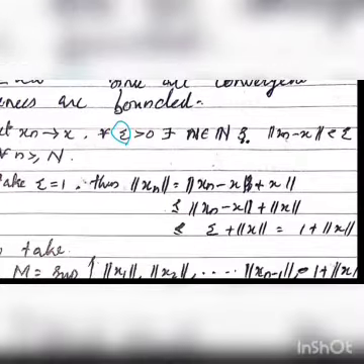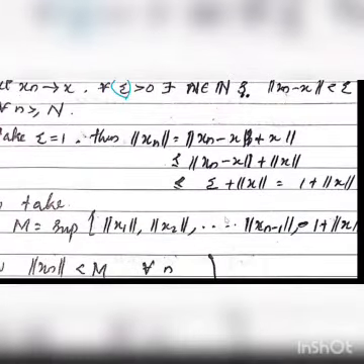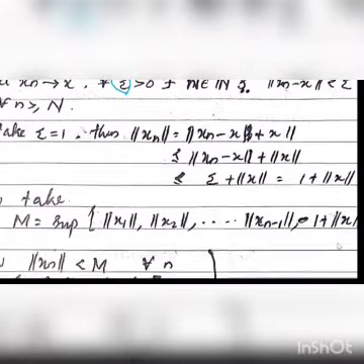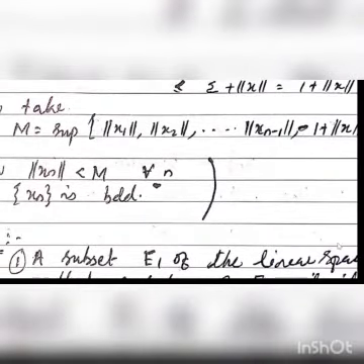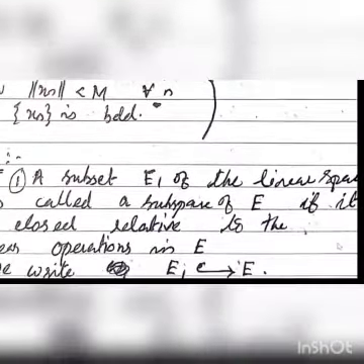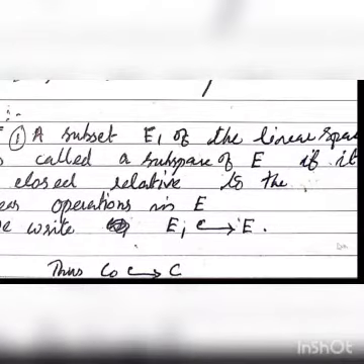Now we take the supremum of mod x1, mod x2, mod x3, and so on up to mod x(N minus 1), and 1 plus mod x, as your capital M. Now mod of xn is less than or equal to M for every n, since M is the supremum, which implies that the sequence is bounded. So all convergent sequences are bounded. The other way is not true. I already gave the example 1, minus 1, 1, minus 1. You can go for your own counterexamples.